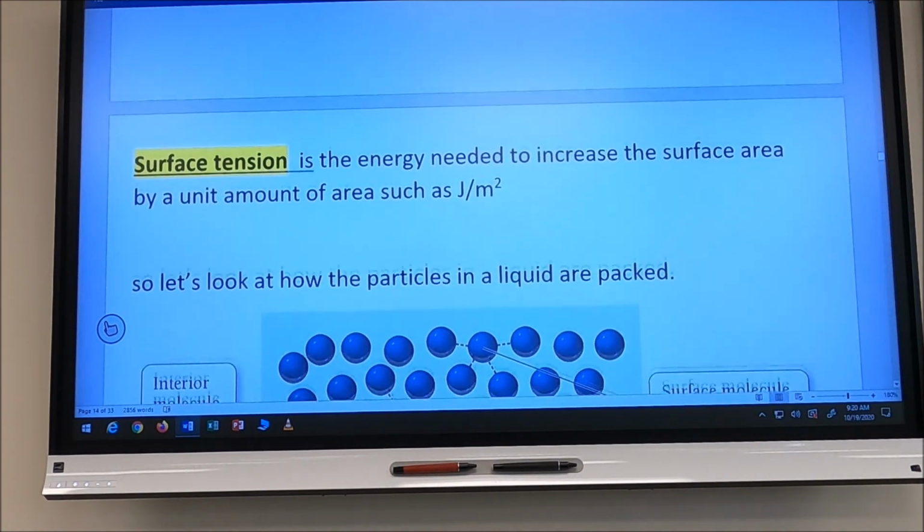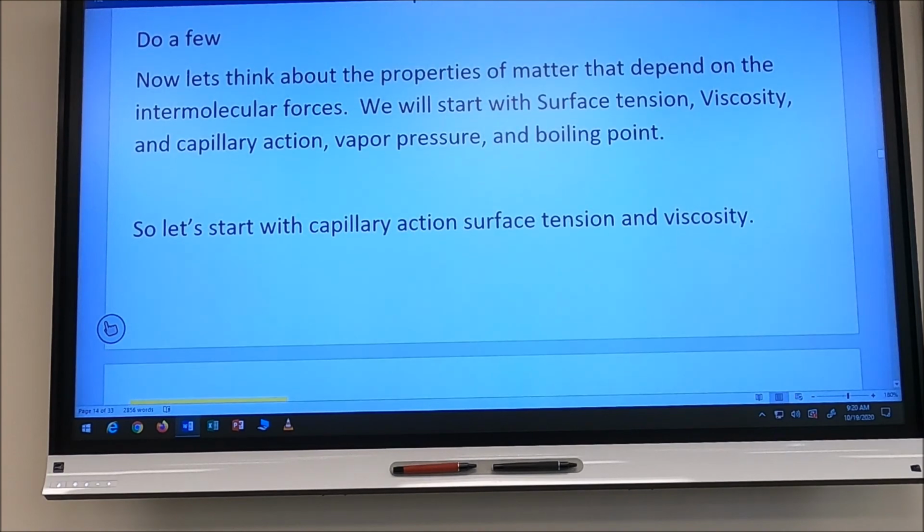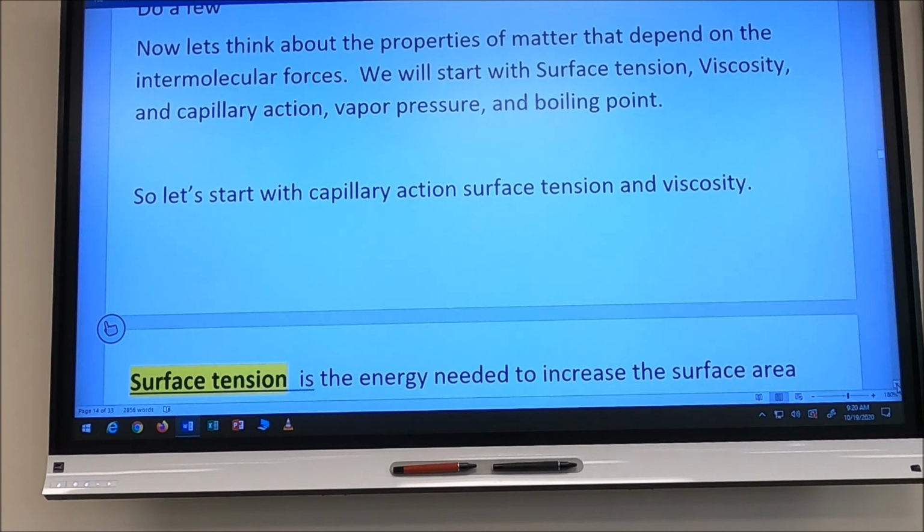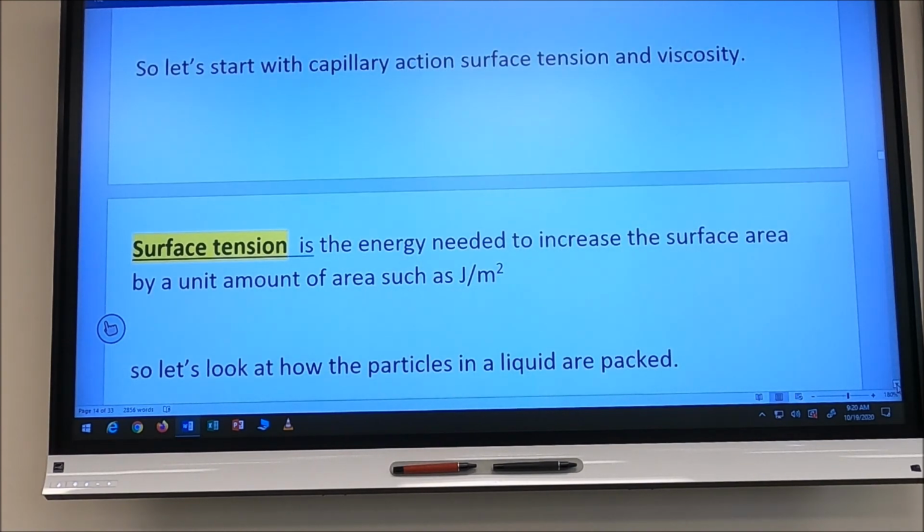Let's start talking about some of the properties of things in the liquid phase and the solid phase that are going to reflect the strength of the intermolecular forces. We're going to talk surface tension, viscosity, capillary action, vapor pressure, boiling point, freezing point. Okay, so let's start off with surface tension.